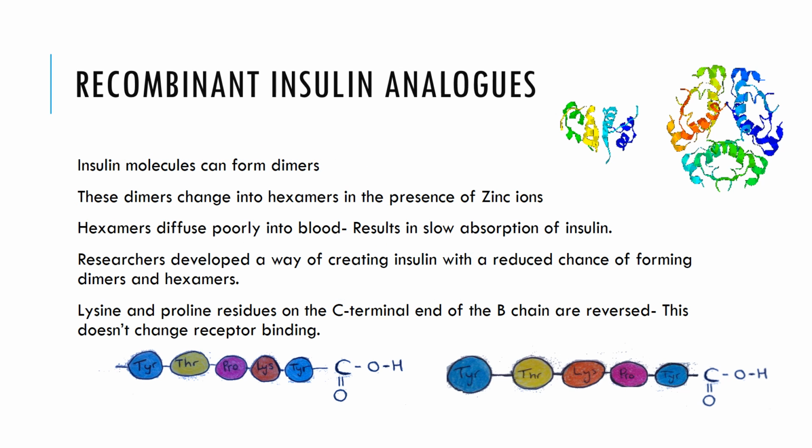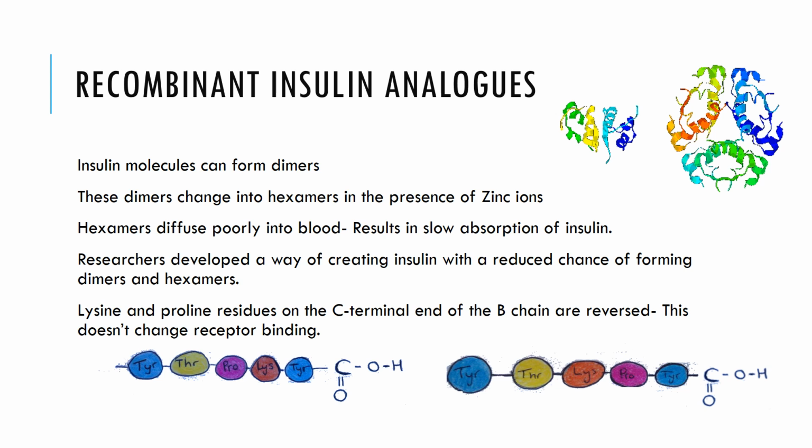Insulin molecules can form dimers in solution due to hydrogen bonds between the C termini of B chains. They have the ability to transform into hexamers in the presence of zinc ions. These hexamers diffuse poorly in blood. This results in the slow absorption of insulin, which is an undesirable characteristic for manufactured insulin.